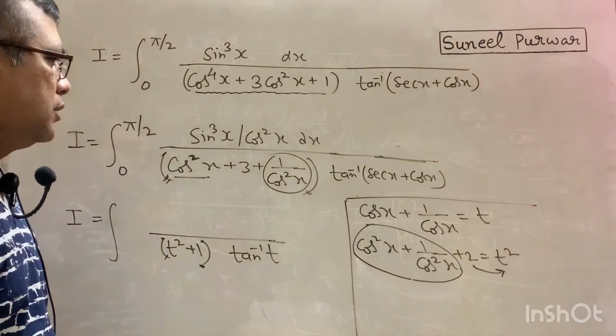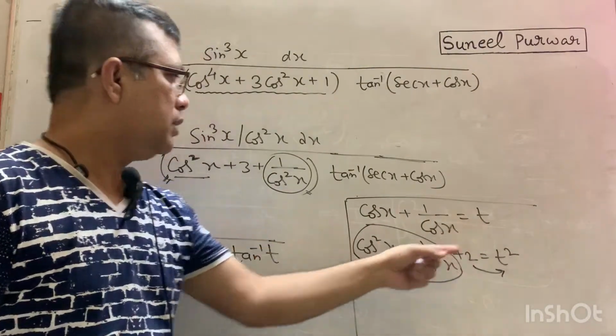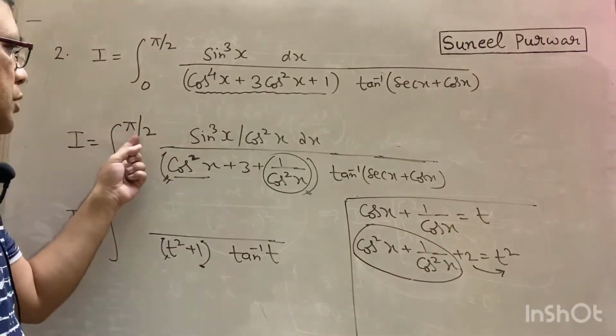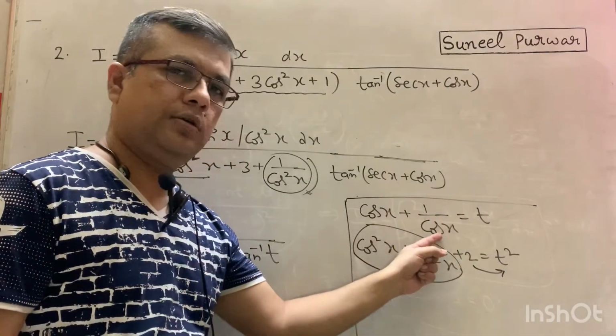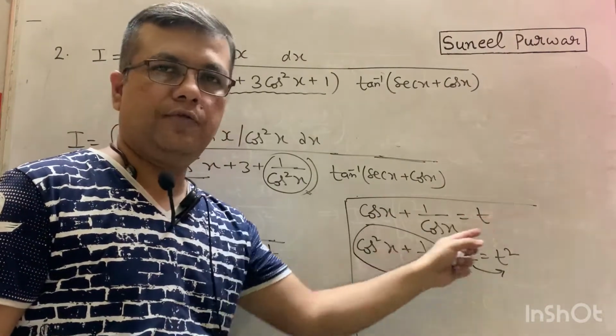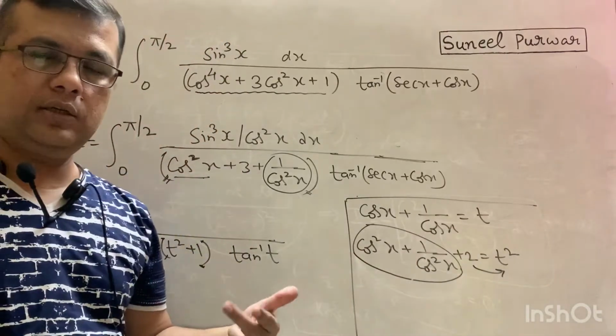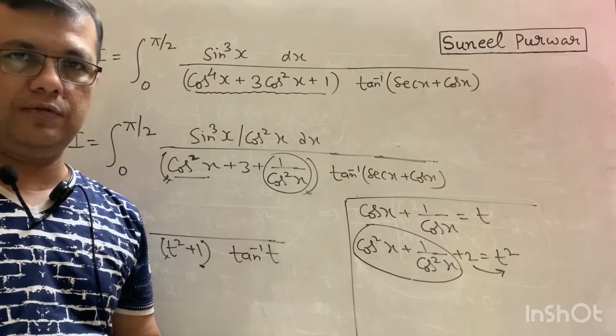Now, before we move further, using this substitution, let's write the new limits. So when x is pi by 2, cos pi by 2 is 0, and this will become 1 by 0. So t tends to what? Infinity. Now, let's see whether it is plus infinite or minus infinite.